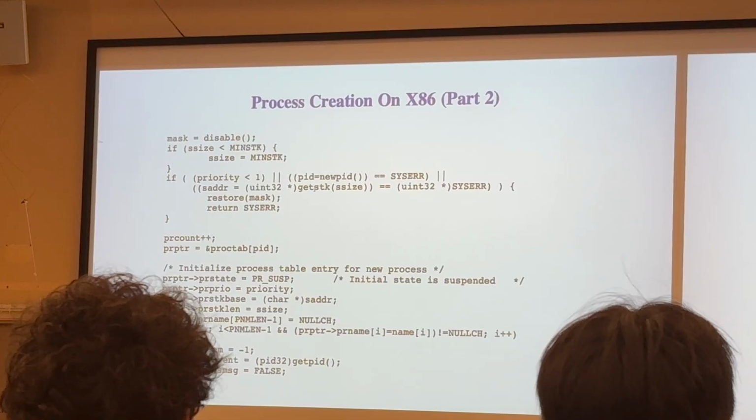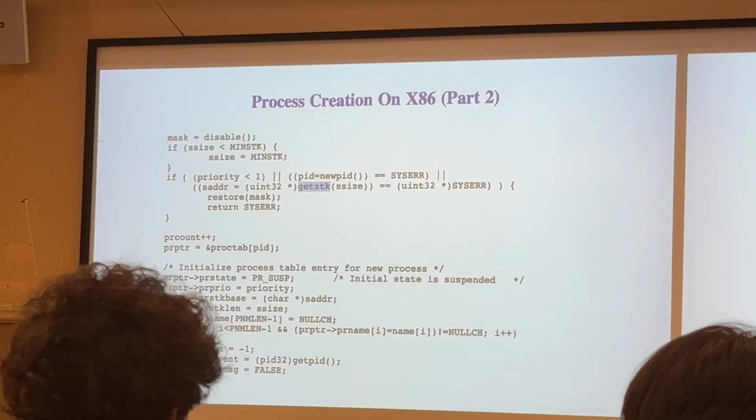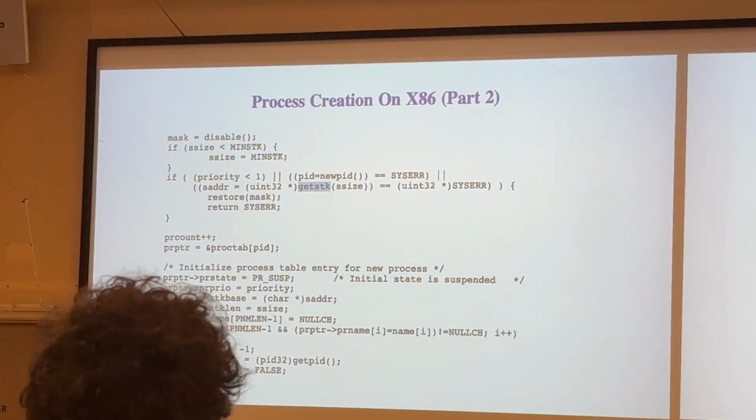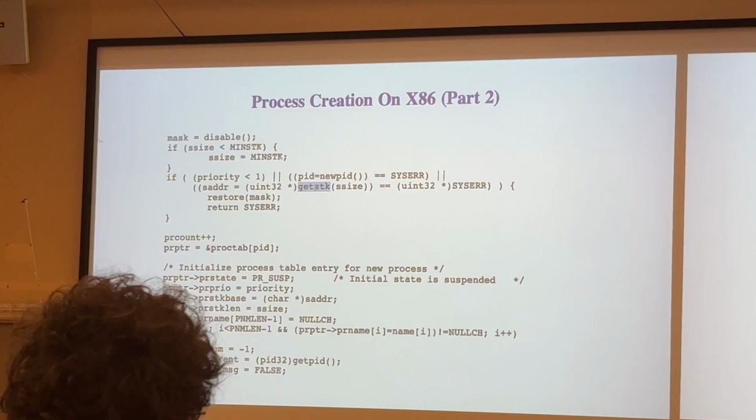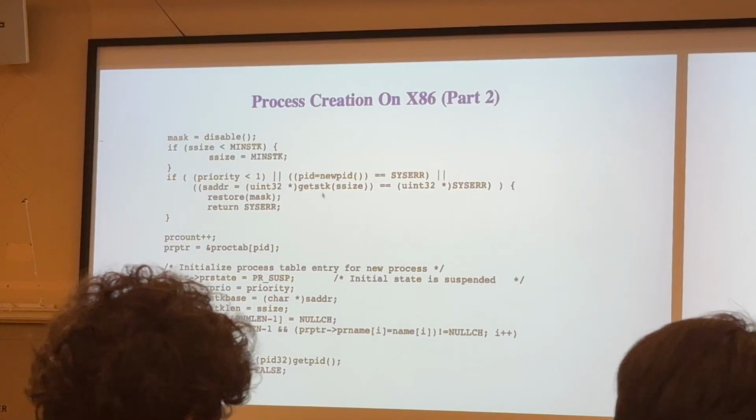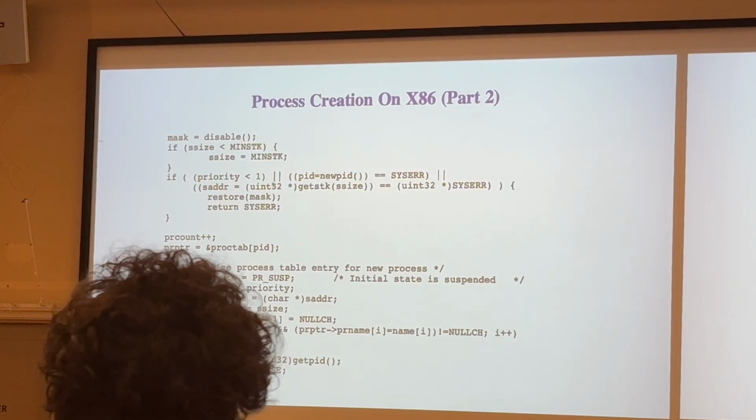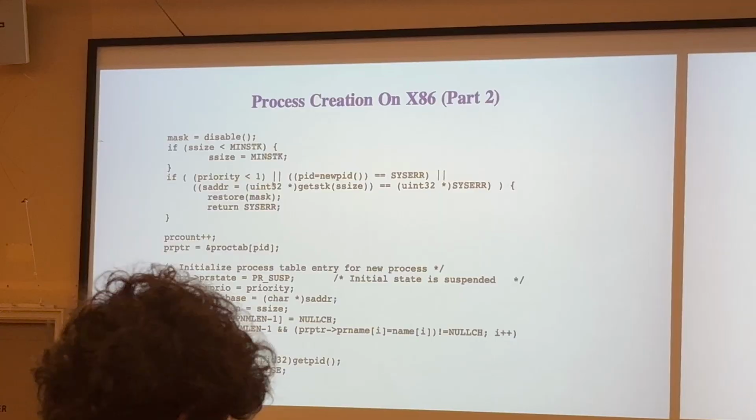So this is getstk, the allocation of the stack. This API is able to allocate a stack for the process you want to create. How the allocation works is related to memory management, which is a later topic. For now, you just need to know that after this point, we have allocated a stack for this process.